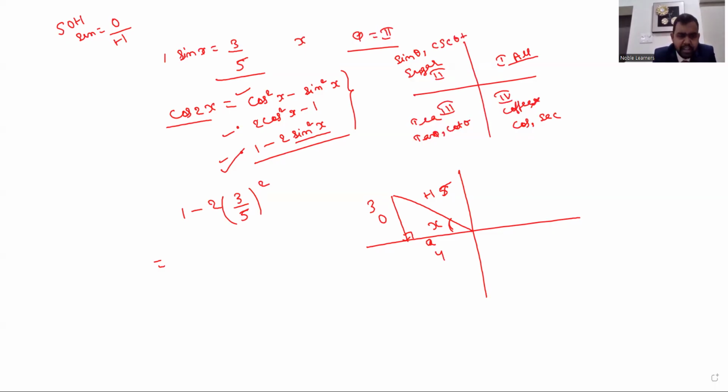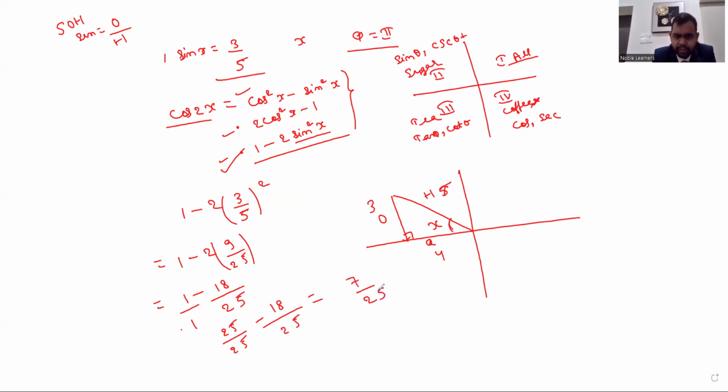So this is going to be 1 minus 2 times 9 upon 25, which is 1 minus 18 upon 25. Now you have to take the LCM, or the common denominator. So you multiply 1 by 25 to get 25 upon 25 minus 18 upon 25. And this is going to make 7 upon 25. This is going to be your answer. So this is how we have to solve.